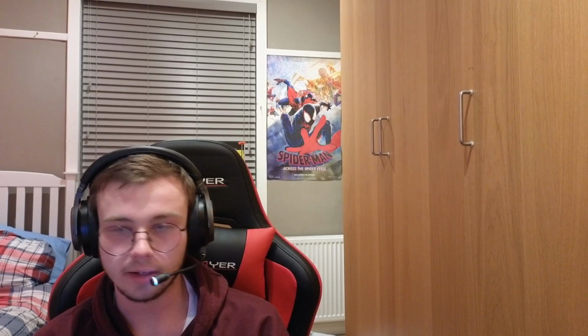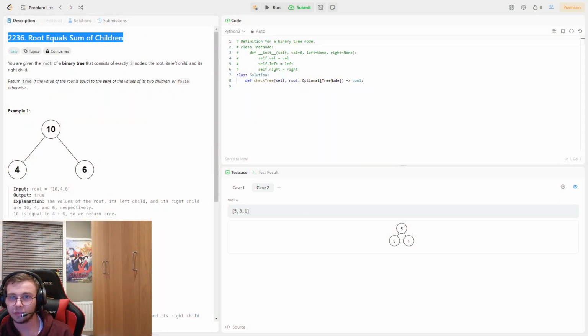So the problem I'm going to be attempting today is problem 2236, root equals sum of children. So just going to read out the spec here. You're given the root of a binary tree that consists of exactly three nodes: the root, its left child, and its right child. Return true if the value of the root is equal to the sum of its two children, so 4 plus 6 is equal to 10, or false otherwise.